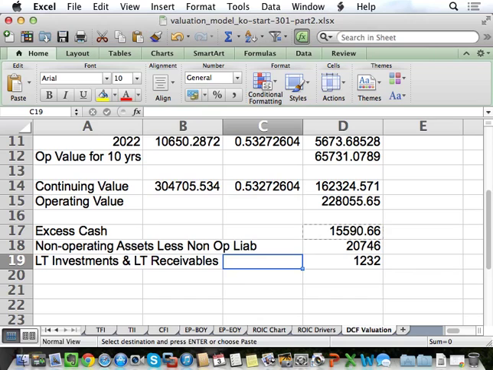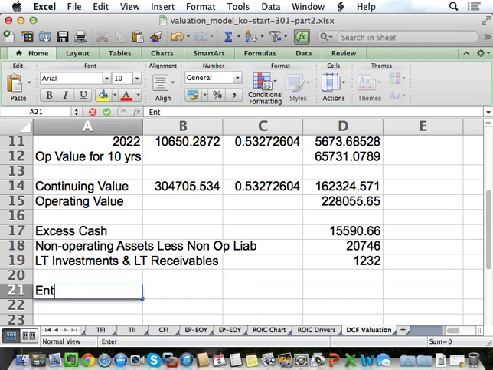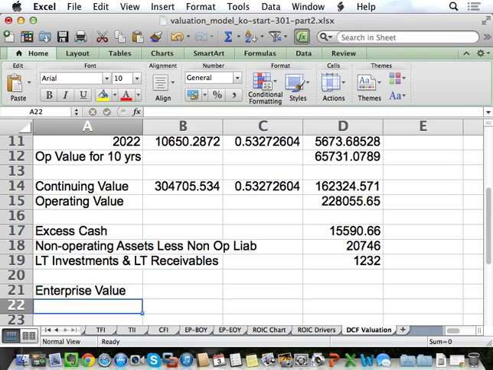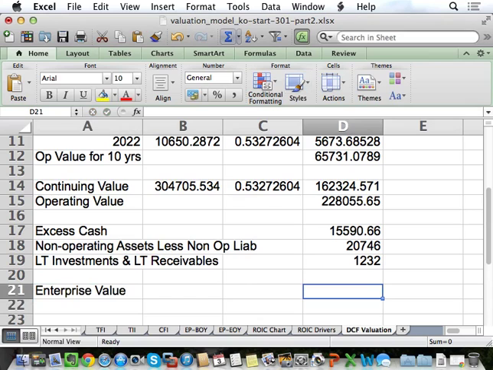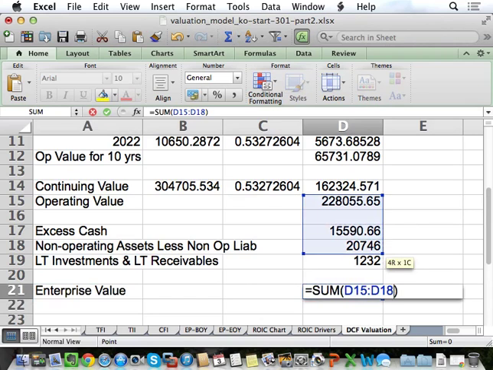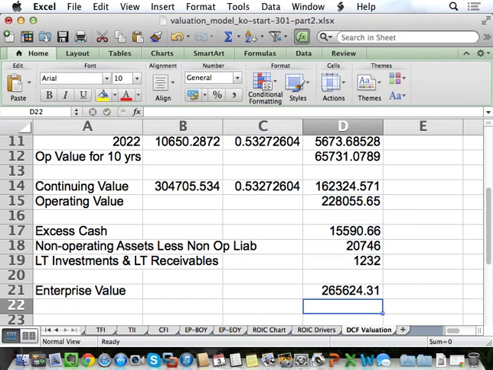Right? So remember that enterprise value is the operating and the non-operating values. So what we're saying is that the enterprise value is the operating plus the non-operating values, or 265,624.31. All right? So that's our forecast for the enterprise value of Coke, given the current assumptions.